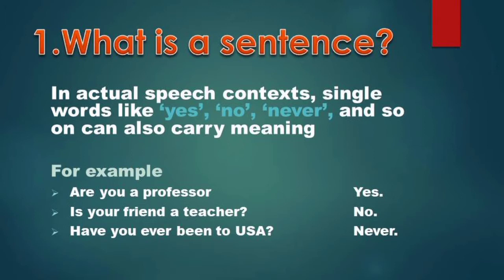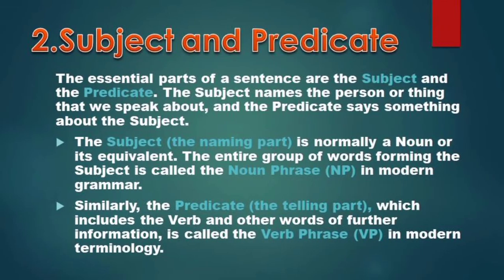Are you a professor? Yes. Yes is a sentence, and are you a professor is also a sentence. Is your friend a teacher? No. No is also a sentence. Is your friend a teacher is also a sentence. Have you ever been to USA? The answer would be never. Never is also a sentence.